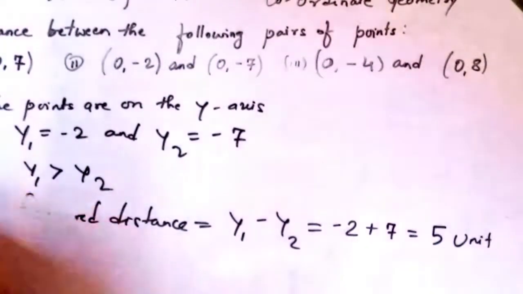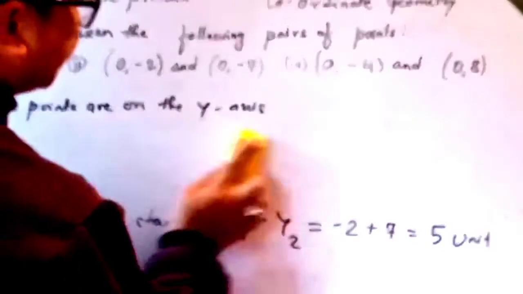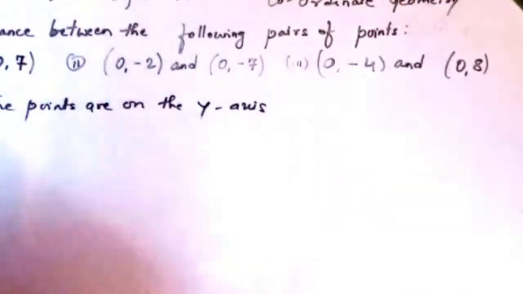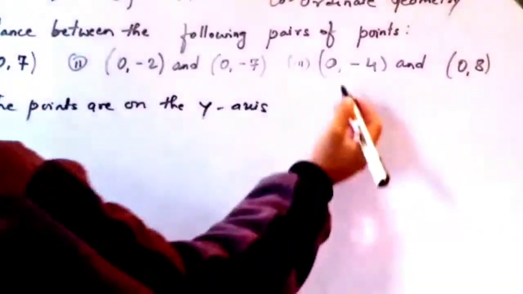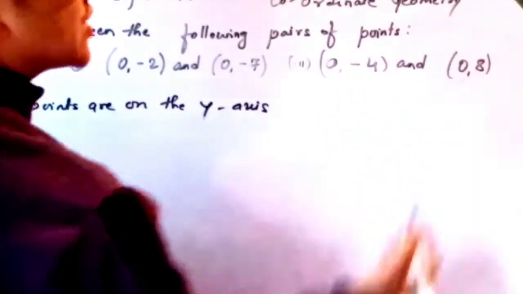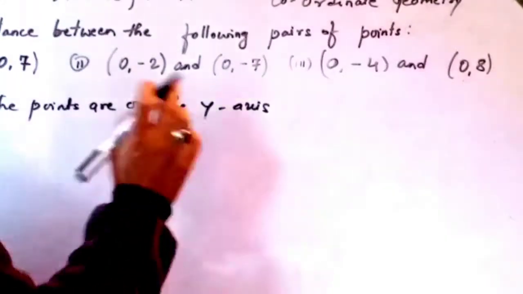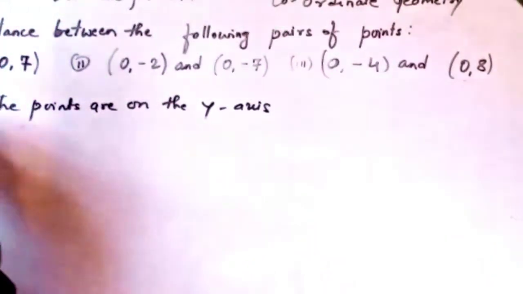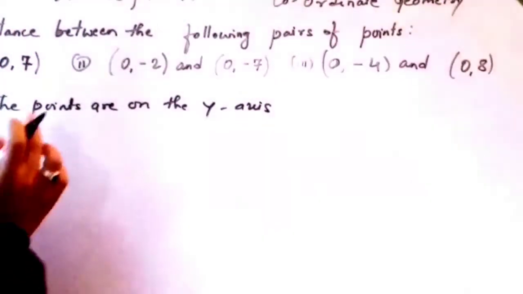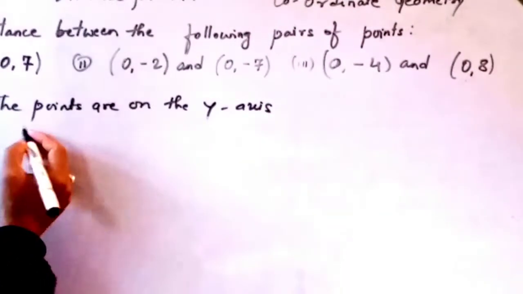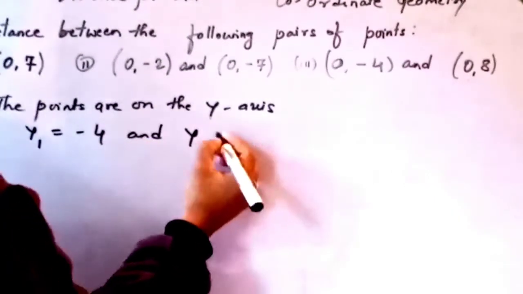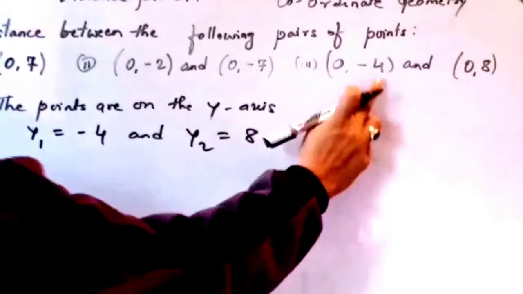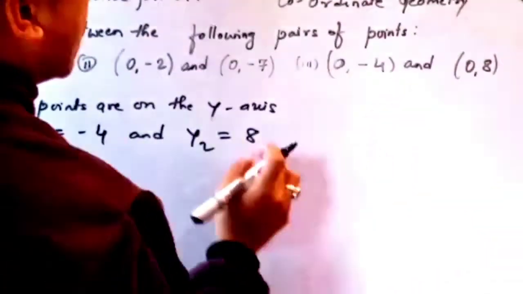And now we have to do the last question, third question. The third question is (0, -4) and (0, 8). Here also the x coordinate is 0 and here also x coordinate is 0. That means the points are on the y axis. And we are doing solution number 3. We have to write the points are on the y axis, and here y1 equals -4 and y2 equals 8.